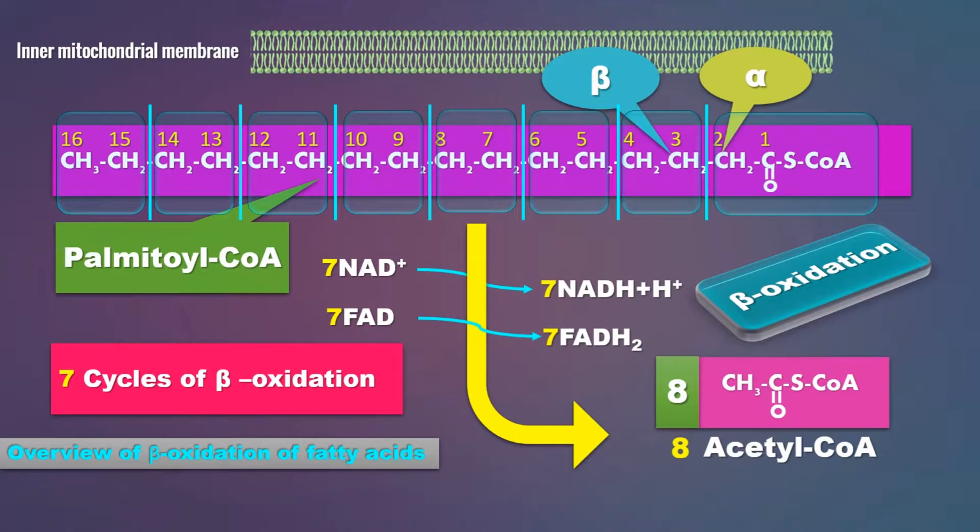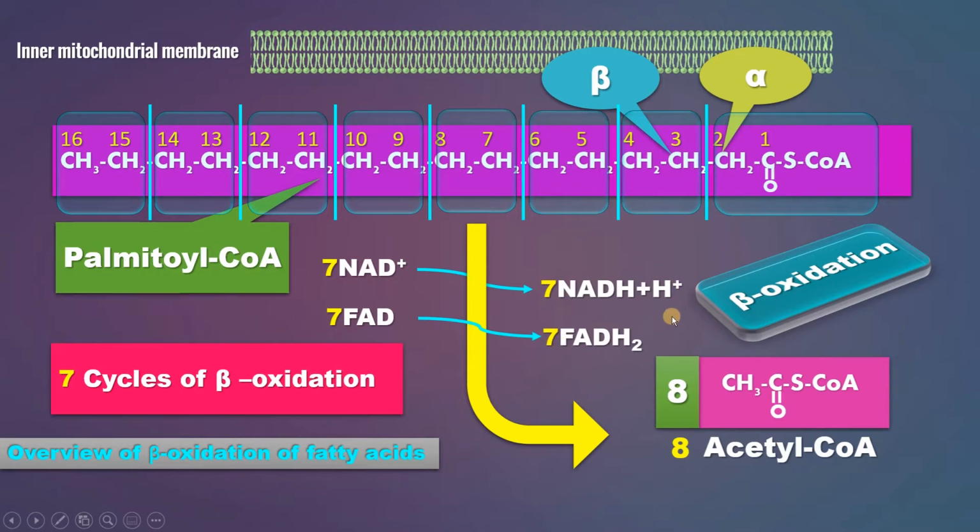So this is the overview which you should remember. Suppose this acyl-CoA is palmitic acid, then we call it palmitoyl-CoA, and there is going to be breakage of the bond between the alpha and beta carbon atom. So that is why we call it beta oxidation, and the 2 carbon unit is released as acetyl-CoA, and there are going to be 7 cycles of beta oxidation in the case of palmitoyl-CoA to give 8 acetyl-CoA, 7 NADH plus H plus and 7 FADH2. These two are called reducing equivalents.